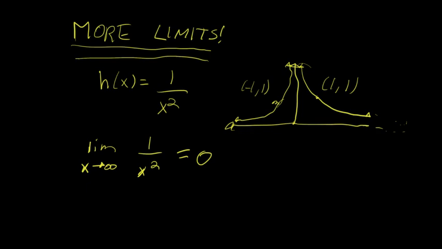But then what happens when we want to see what happens to h of x, which equals 1 over x squared, as x gets toward bigger and bigger negative numbers, more negative, whatever you want to say. So that's the limit as x tends to negative infinity of 1 over x squared. And we can see that h of x equals 1 over x squared also approaches 0. So we say that the limit as x tends to negative infinity of 1 over x squared equals 0.